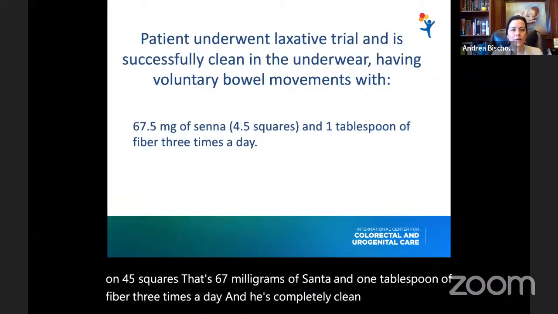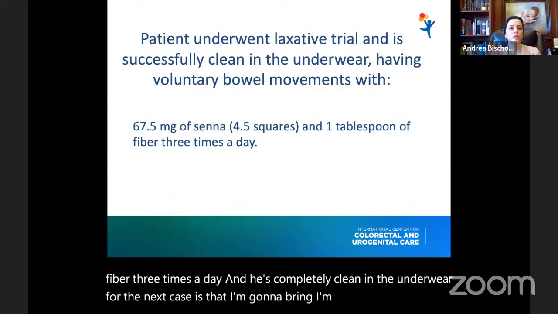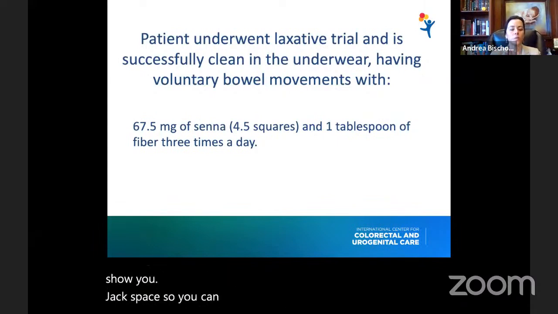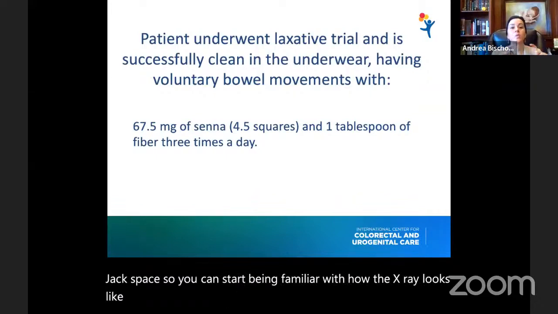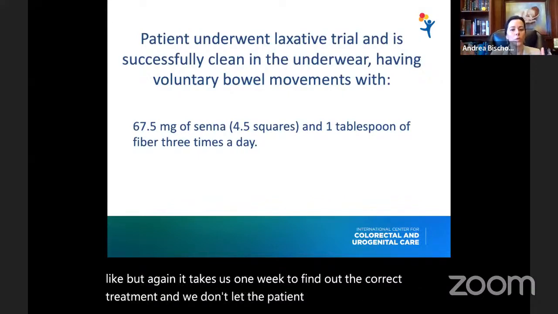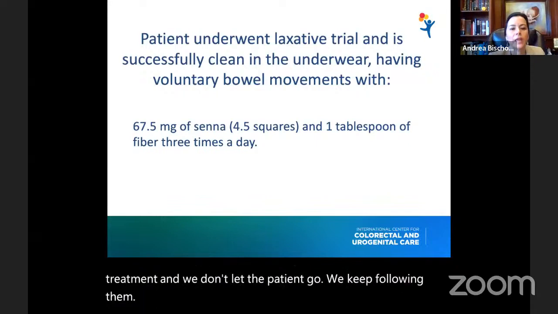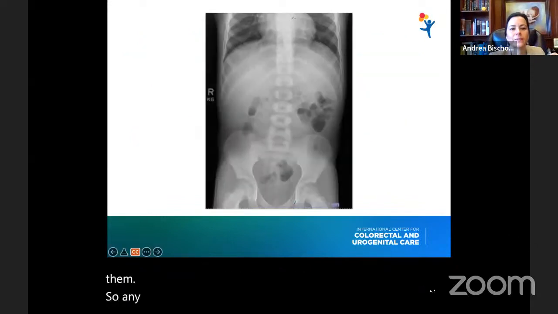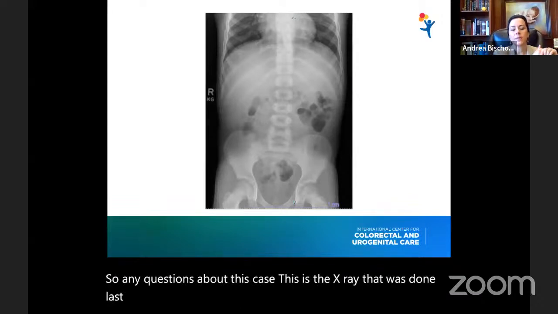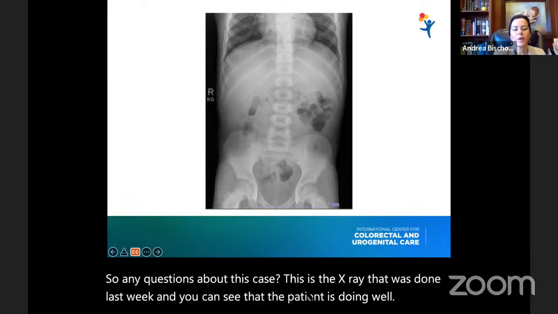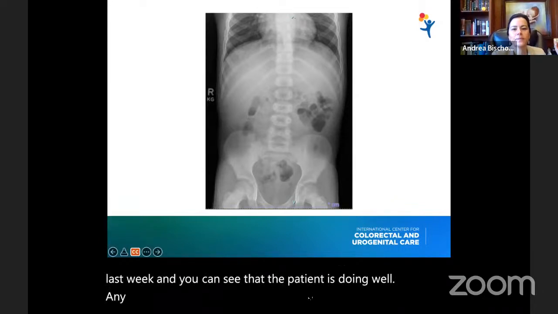For the next cases that I'm going to bring, I'm going to show you the X-ray so you can start being familiar with how the X-ray looks. But again, it takes us 1 week to find out the correct treatment, and we don't let the patient go. We keep following them. So any questions about this case? This is the X-ray that was done last week, and you can see that the patient is doing well. Any questions about this case?